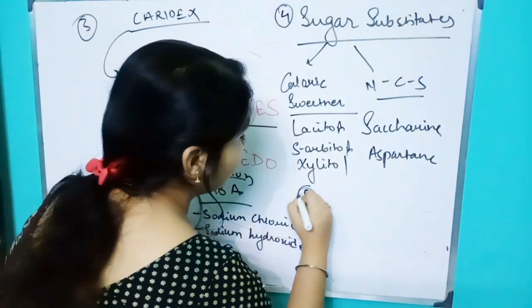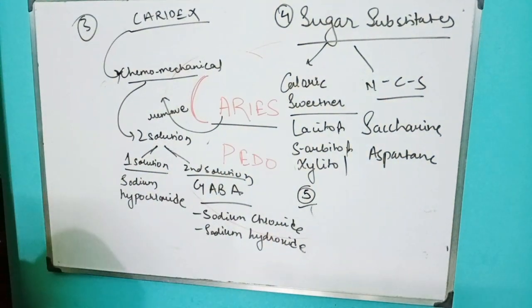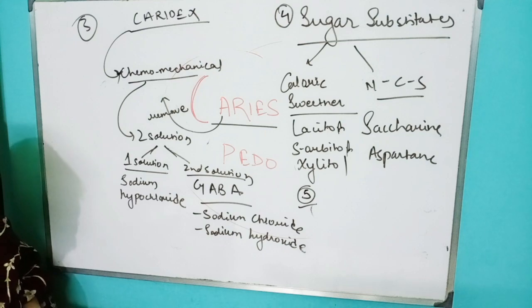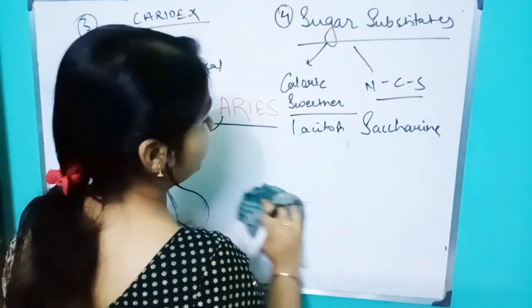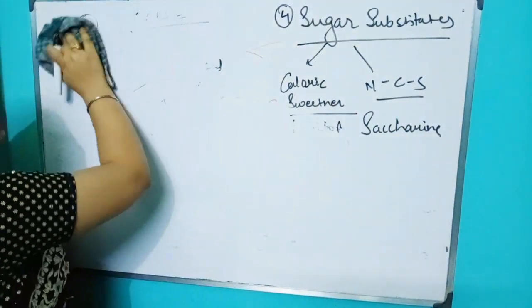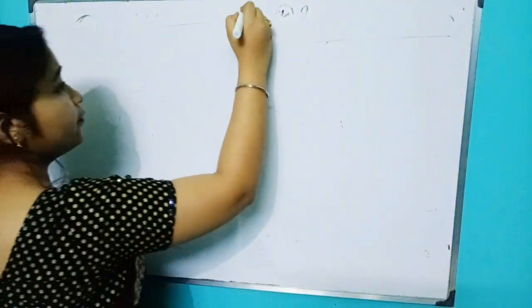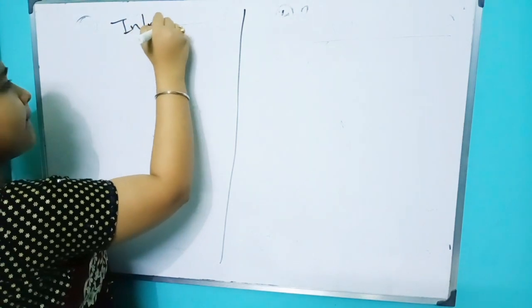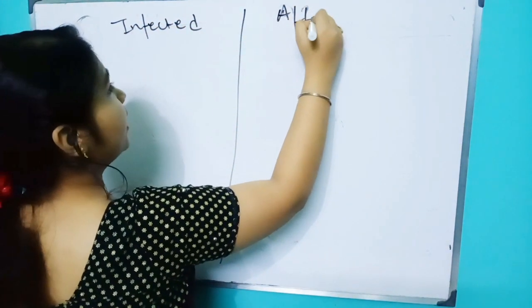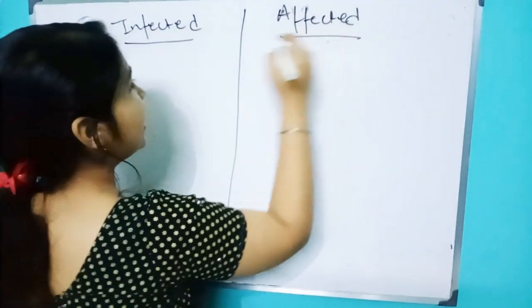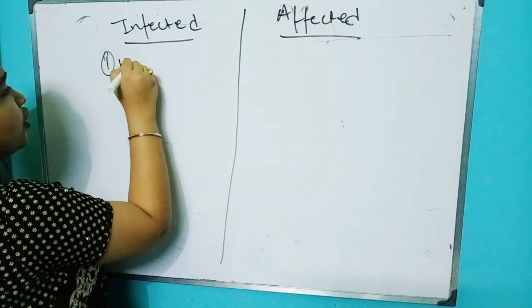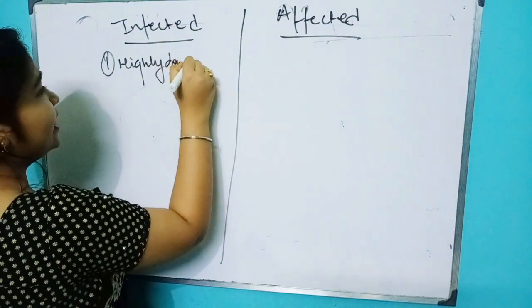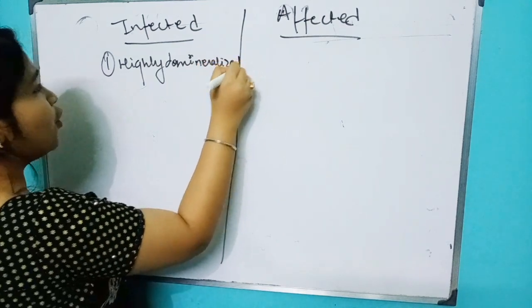We are going to learn 10 topics in one lecture. Okay, so the fifth is the difference between infected and affected dentine. I will write this in a differentiate form so that it is very easy for you to understand. Okay, one is your infected, one is your affected. In infected, the first point is this is highly demineralized. I have told you what is caries.